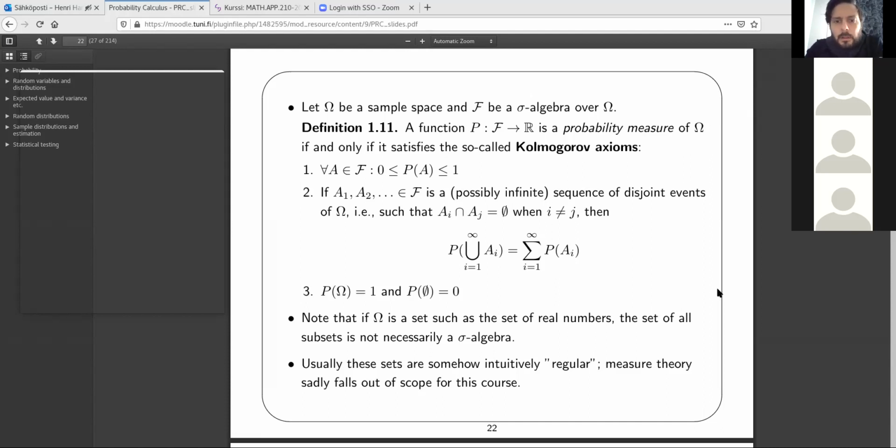So we define a probability measure on this sample space as a measure that ascribes to each of these events a probability. It has the following properties. All events must have a probability between 0 and 1. These are the so-called Kolmogorov axioms.